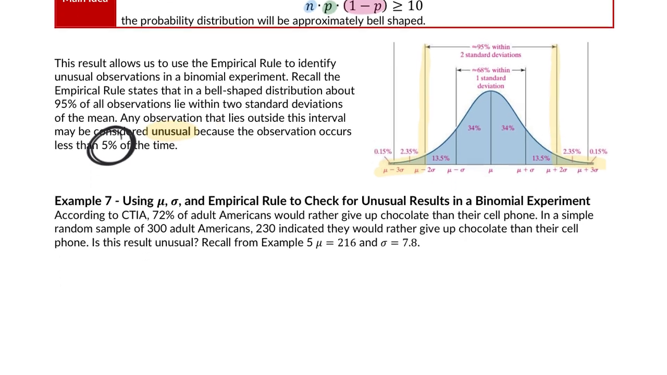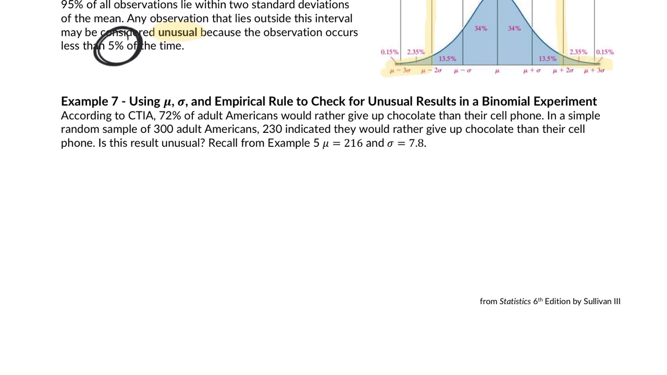So if we go back to our chocolate example, according to CTIA, 72% of adult Americans would rather give up chocolate than their cell phone. In a simple random sample of 300 adult Americans, 230 indicated that they would rather give up chocolate than their cell phone. Is this result unusual? Okay, first things first, can we decide that this is bell-shaped? Can we use the empirical rule? Well, the number of trials is 300. The probability of success is 0.72. And the probability of failure is 0.28.